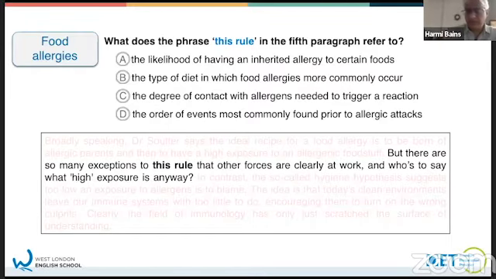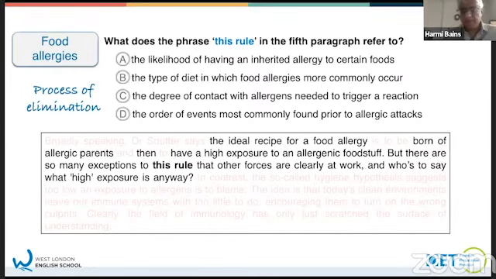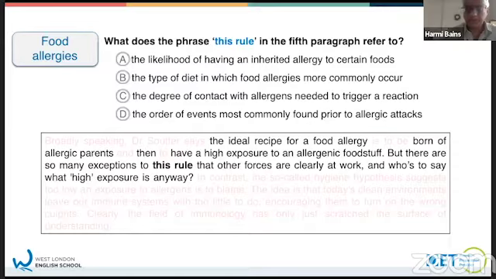It's a reference word, which is this, and that means you're probably going to have to go back to the previous sentence. If I just take out a few words here, this is what the previous sentence talks about. It talks about an ideal recipe for a food allergy: if you're born of allergic parents, and then you have a high exposure to allergenic foodstuff. It's basically your parents might be allergic to peanuts. Your parents would be allergic to peanuts, and then you eat a lot of peanuts. So those two things combined mean you have a high chance of having a peanut allergy.